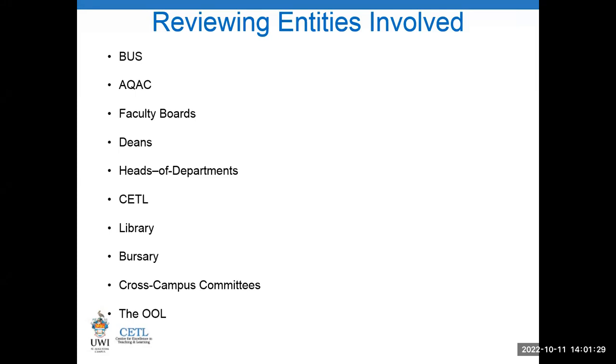The library may look more specifically at the resources that are needed, like the reading materials, the core texts, and those sorts of things. So they need to look at those lists and make sure that they are equipped with the resources.